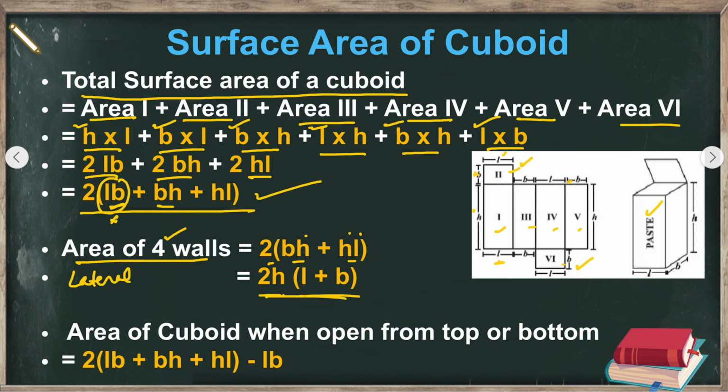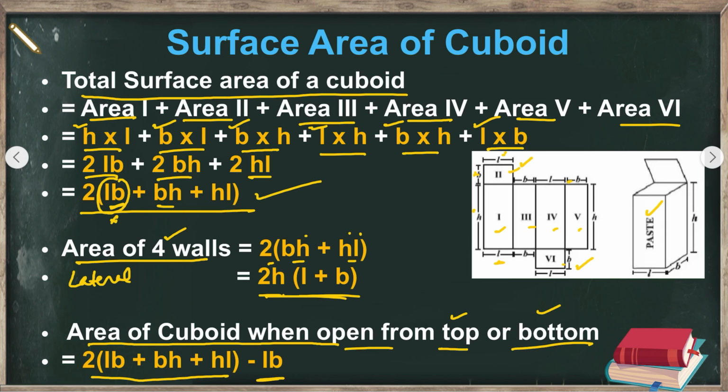There can be another case in the cuboid when you find that the cuboid is open from the top side or at the bottom side. That means we have 4 lateral faces and either the top or the bottom face is there. It's called the area of a cuboid when open from top or bottom. It will be open either from the top or the bottom face. In that case, we first calculate the area of the whole cuboid, which is twice of (lb plus bh plus hl), and then we subtract the area of the face which has been removed.